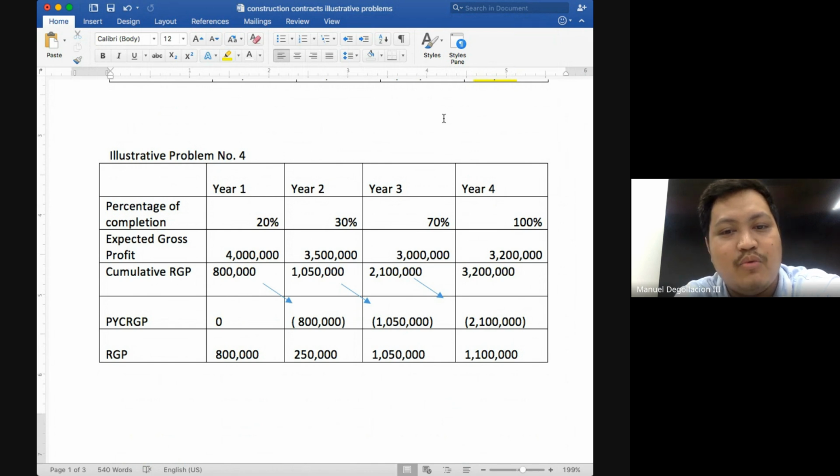Okay, and what's the next step? Deduct the previous year's cumulative RGP. How much is the previous year's cumulative RGP? 2,100,000. So 3,200,000 minus 2,100,000 will give you RGP for the year in the amount of 1,100,000. If you add all the RGPs from year 1 to year 4, it will give you the 3,200,000, which is the final amount of profit from the contract, class.